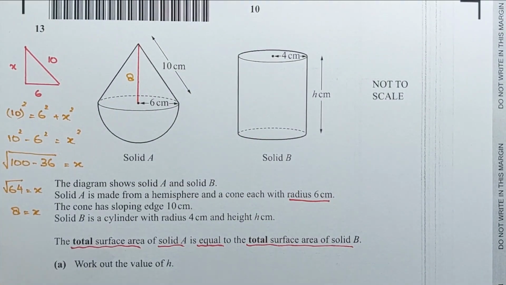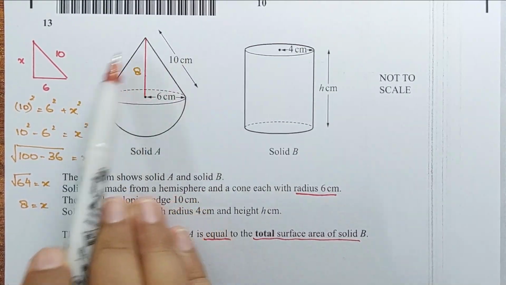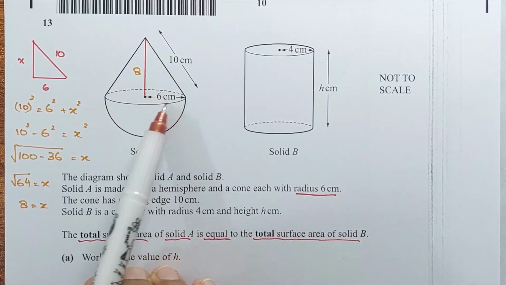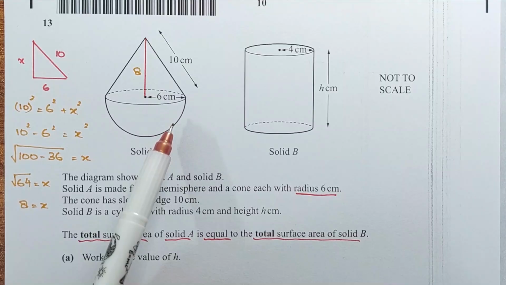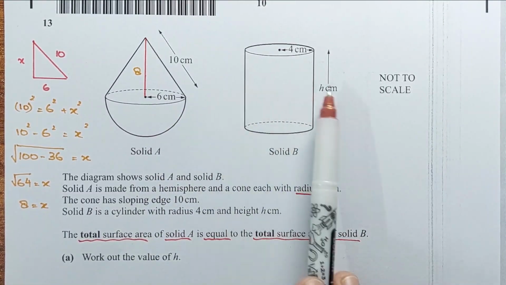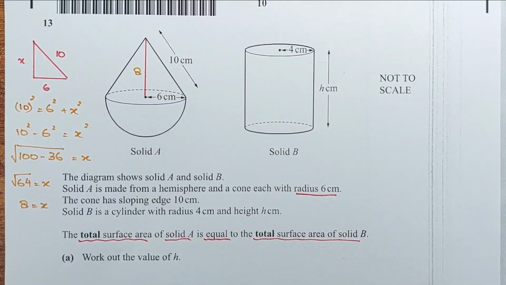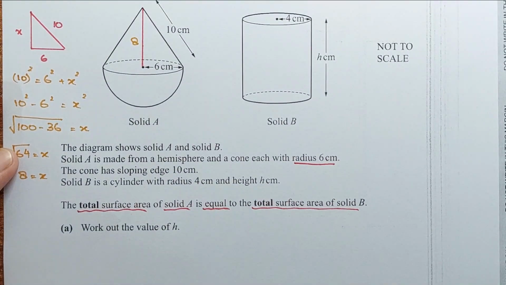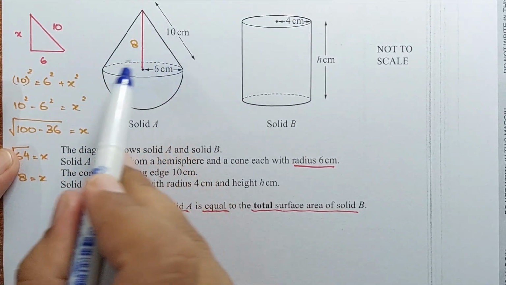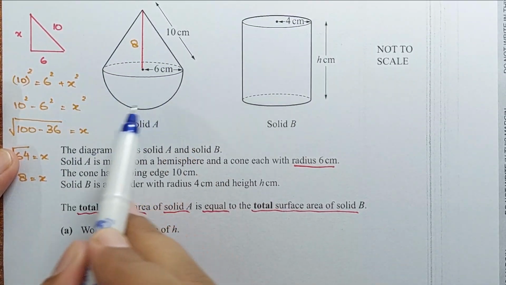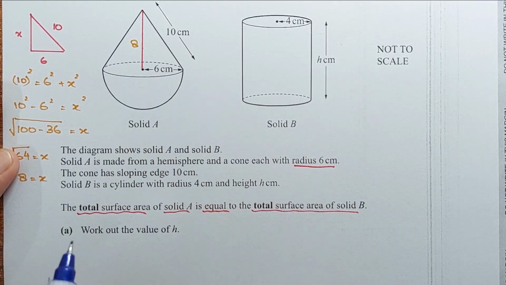So the total surface area of solid A is the curved surface area of a cone and the curved surface area of the hemisphere. For solid B, it is the curved surface area of a cylinder, the area of the top circle, and the area of the bottom circle. Okay, let me start. The total surface area of solid A is the curved surface area of the cone and the curved surface area of the hemisphere, because they are attached together.